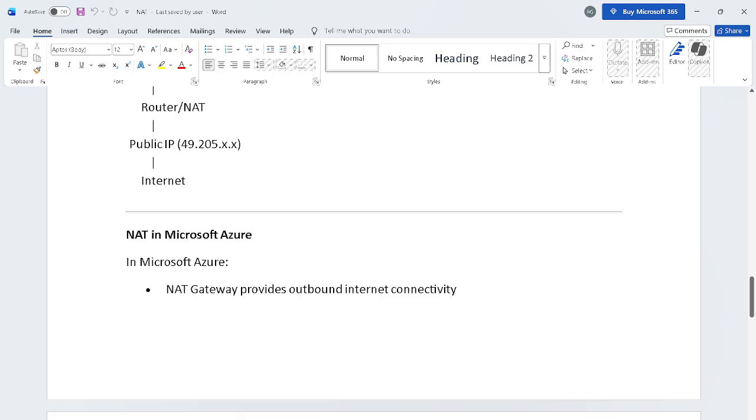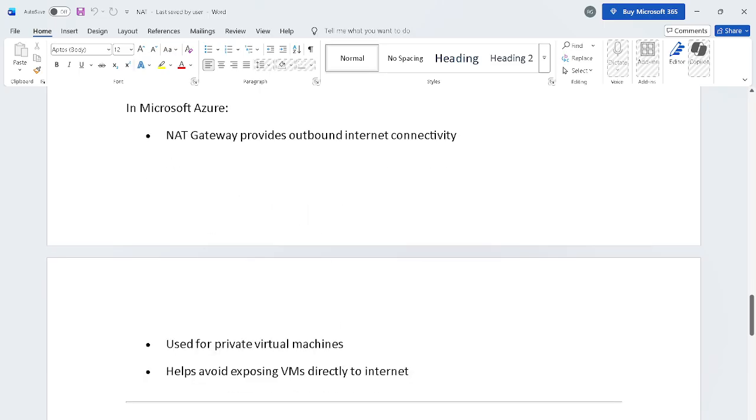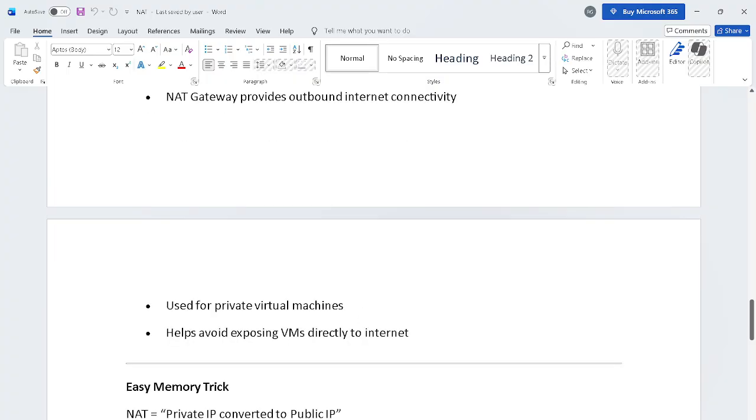NAT in Microsoft Azure. In Microsoft Azure, the NAT gateway provides outbound internet connectivity. So for outbound internet, when we connect to the internet, we connect by using NAT. Use it for private virtual machines. If you have multiple virtual machines with multiple IPs, they connect through only one public IP. So every machine will get internet. It helps avoid exposing VMs directly to the internet, so private VMs stay hidden.